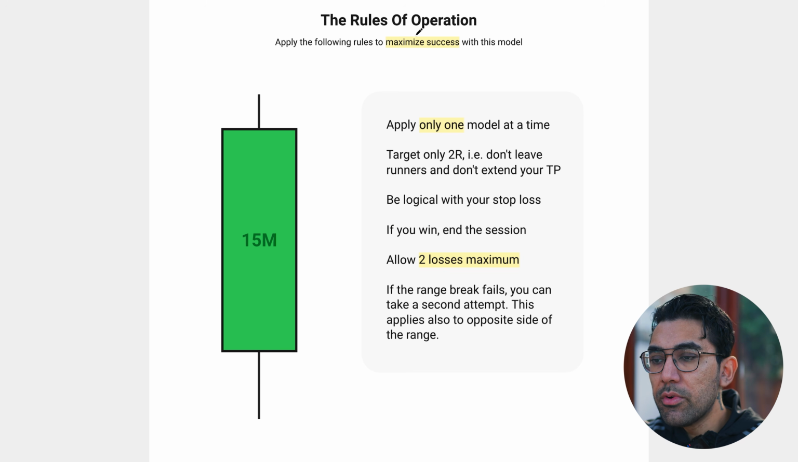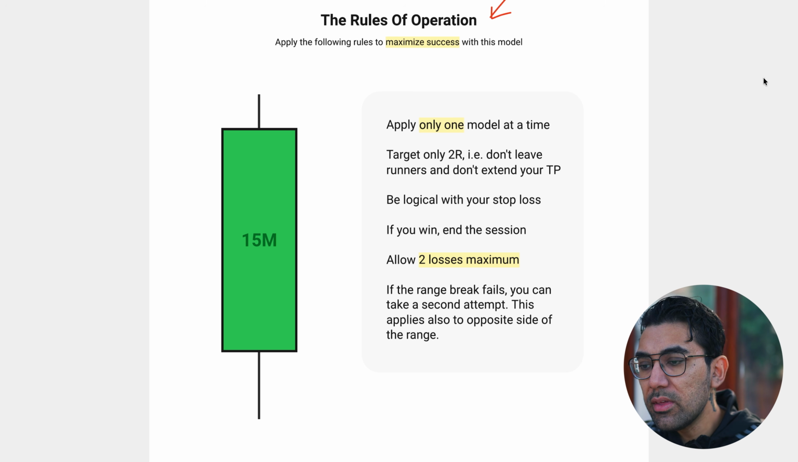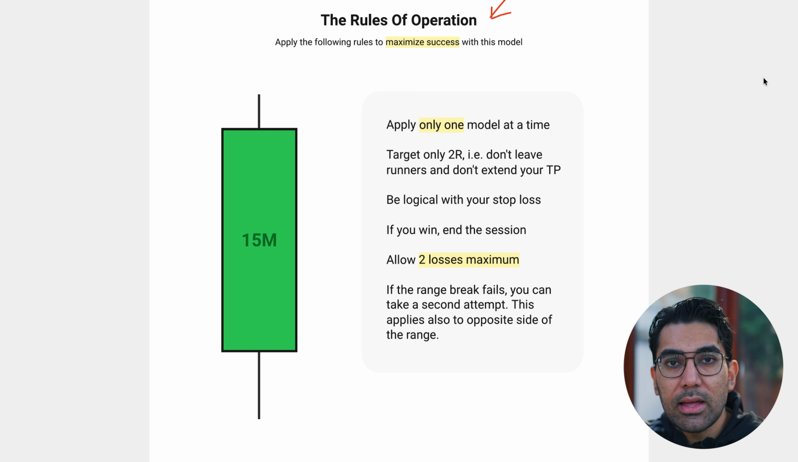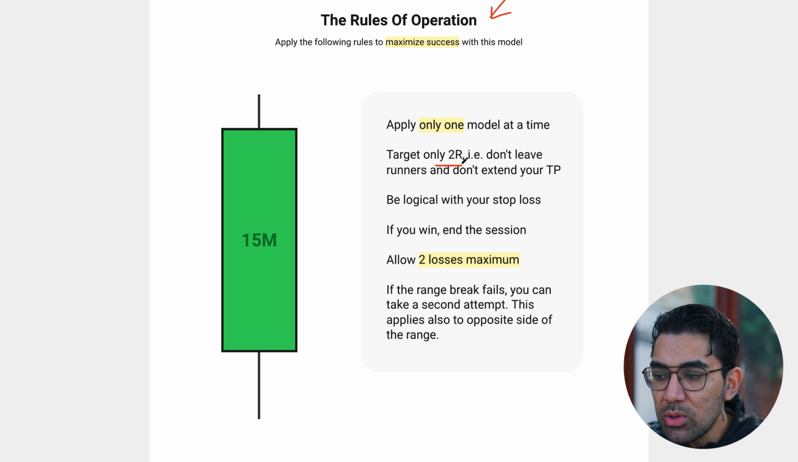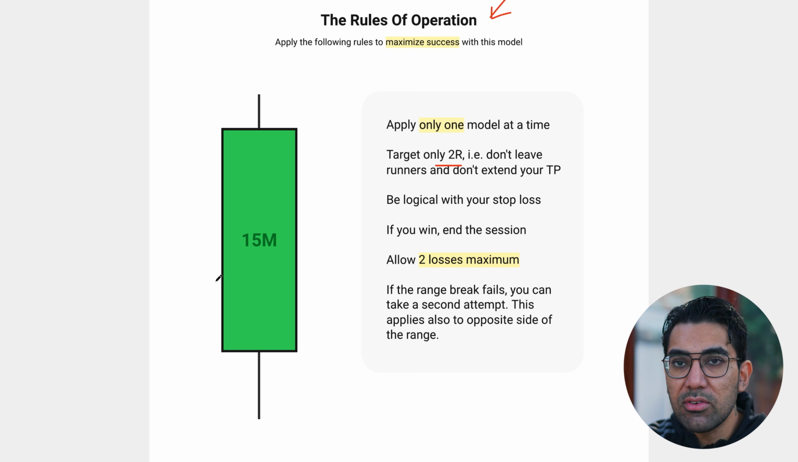So just a couple of rules of operation here, just to make sure you are maximizing your results with this. I only want you to apply one model at a time, either pick model one or model two. Doesn't matter which one, they both work. All right. So apply one of them. You're only going to be targeting 2R. As I said, please do not extend your TP to try and do massive swings. All right. It's just about consistency here. We're not trying to get massive wins here.